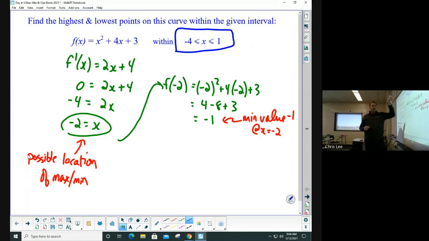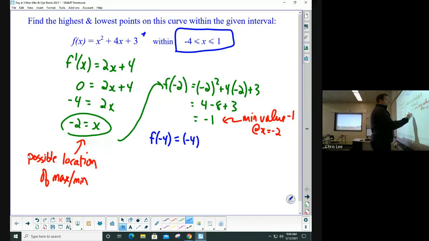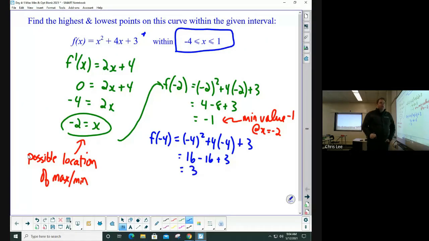And we can test the endpoints of our interval to see what numbers they give us. So I'm also going to test f at -4. And I want to find out if f at -4 is a max or a min, or another point. So when I plug -4 into the same original equation, -4 squared plus 4 times -4 plus 3, again, we can get 16 minus 16 plus 3. So that's 3. So that's a pretty high point, obviously higher than -1. But let's test the other endpoint.